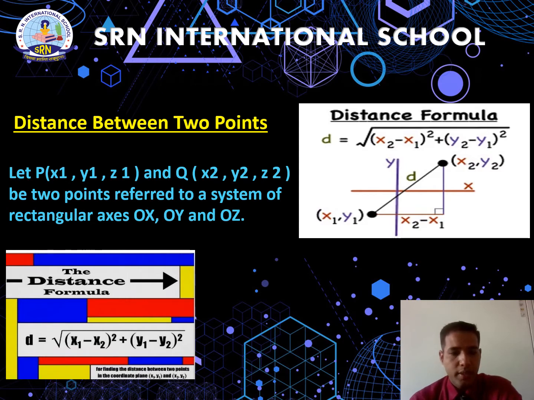Now, by using the distance formula, d is equals to square root of difference of the x coordinate, that is x2 minus x1 whole square, added to the difference of y coordinate, that is y2 minus y1 whole square, added to the difference of z coordinate, that is z2 minus z1 whole square. By performing the calculation, we can easily calculate the distance between the two randomly taken points in the three-dimensional geometry.